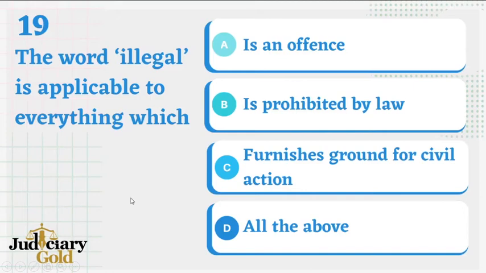19th, the word illegal is applicable to everything which is an offense, is prohibited by law, furnishes ground for civil action, all of the above. The answer will be all, because offense definitely is anything which is prohibited by law and anything which is a ground for civil action. ये तीनों ही चीजें illegal consider है.